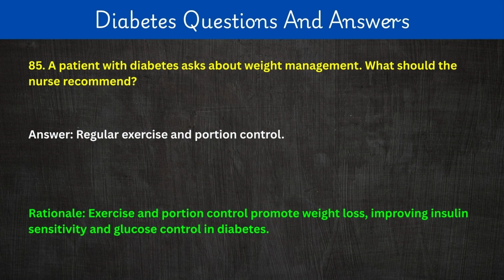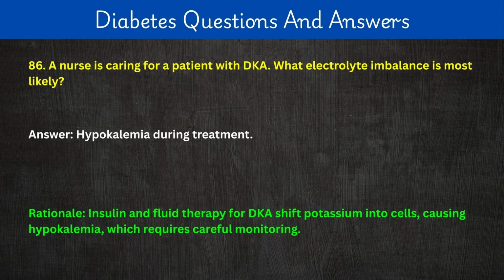Answer: regular exercise and portion control. Rationale: exercise and portion control promote weight loss, improving insulin sensitivity and glucose control in diabetes. 86. A nurse is caring for a patient with DKA. What electrolyte imbalance is most likely?